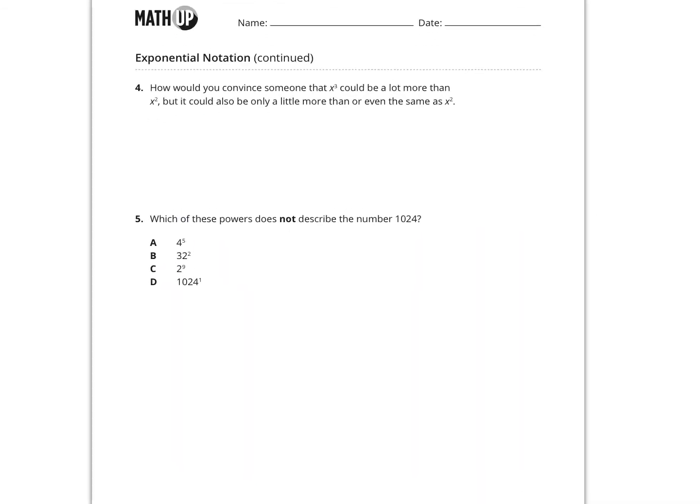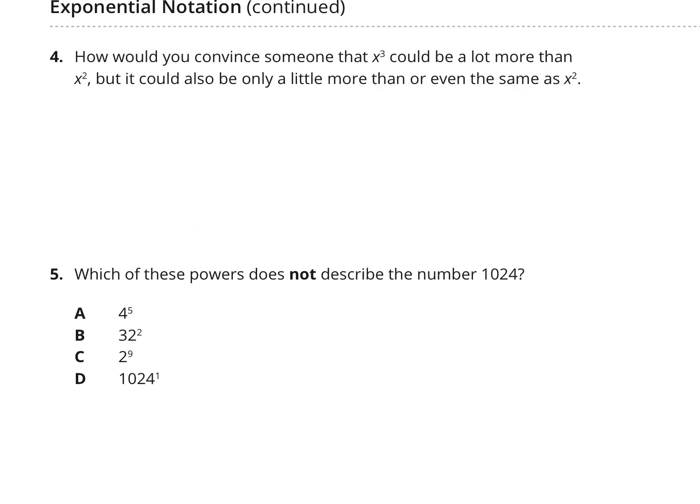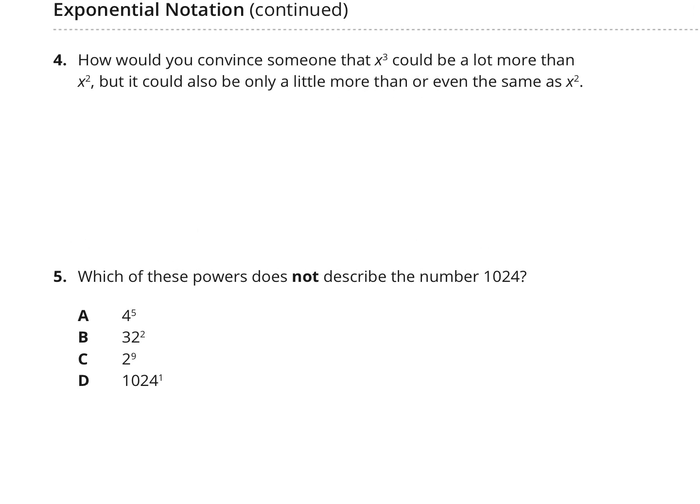Question 4 asks us, how would you convince someone that x to the power of 3 could be a lot more than x to the power of 2, but it could also be only a little more than, or even the same as, x to the power of 2? Well, let's start with a very, very small value. In fact, the smallest value for x that we possibly could. What if we had a value of 0 to the power of 2? Well, now our factors are just 0. This means 0 times 0, which is going to be 0. And 0 to the power of 3 is going to be the same. It's still going to be 0, no matter how many times we multiply something by 0.